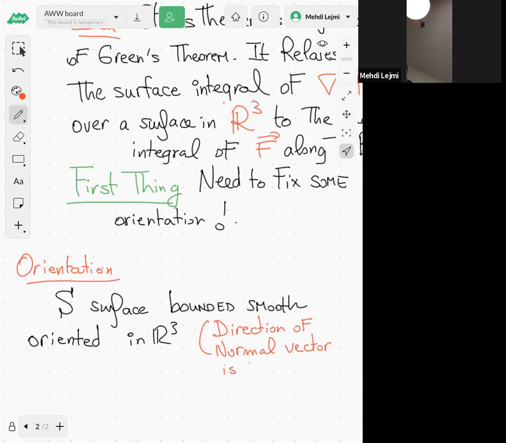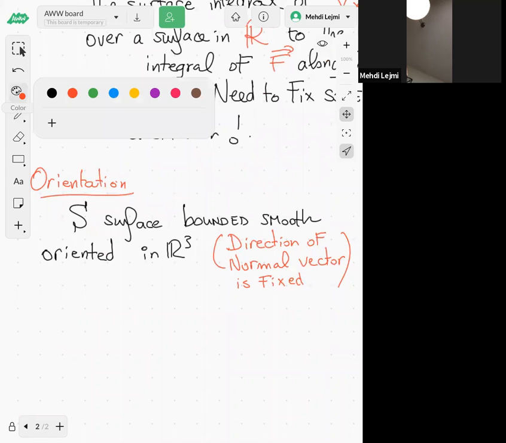Is fixed, right? So you know if it's inward or outward pointing. Anyway, so now how are we going to orient the boundaries? So let's say now we have this curve, which is a simple closed curve lying in S. So let's say the C.